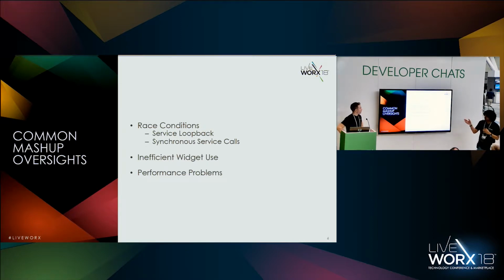We have 2 simple cases here. One is a service loopback, which means that 2 services are triggering each other, so it's going to go into a loop. The second one is a synchronous service call, which is the first example I said: multiple services triggering at the same time. What do you get out? We have a mini demo for both of them.